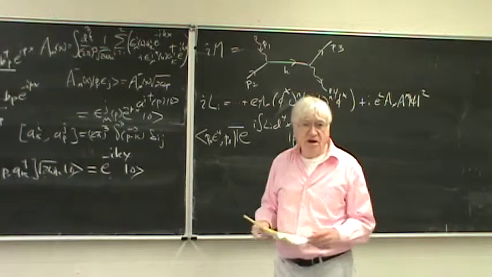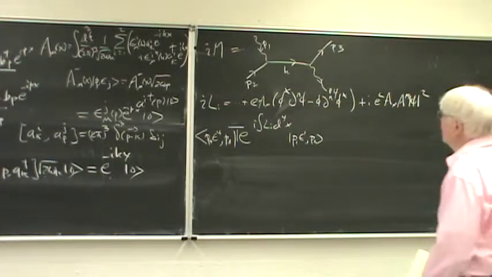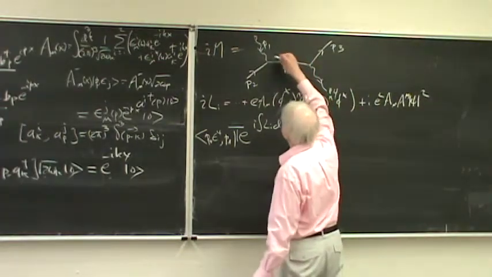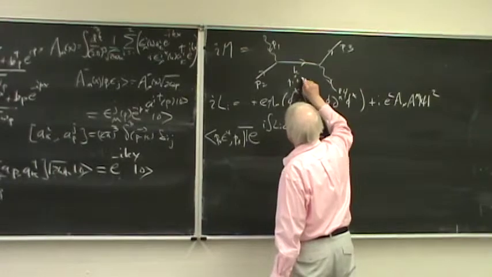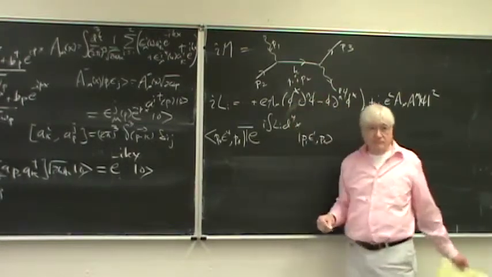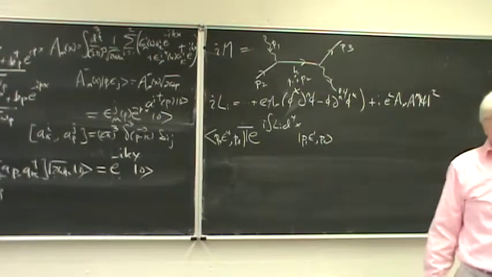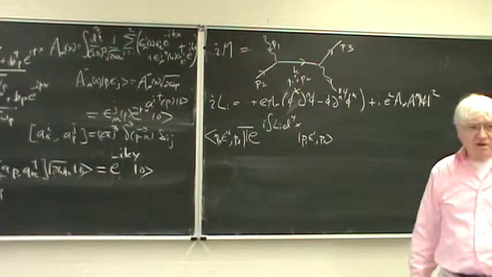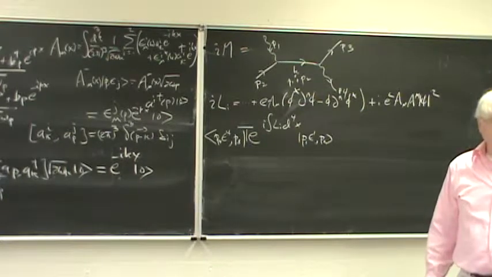Yes? What's that K in between? Oh, the K, well, K is going to be clearly P1 plus P2, because momentum is conserved at every vertex in every Feynman diagram. Is that a photon or some...? That is a selectron line.